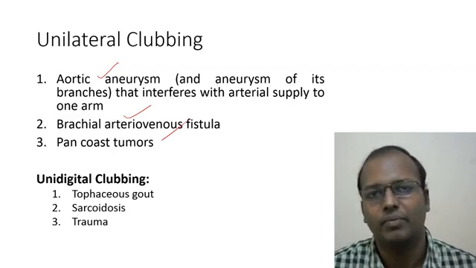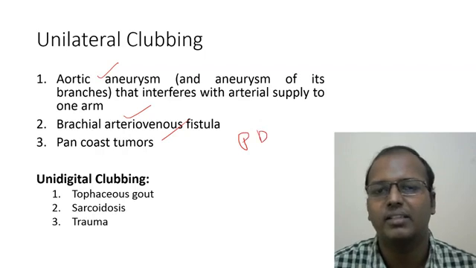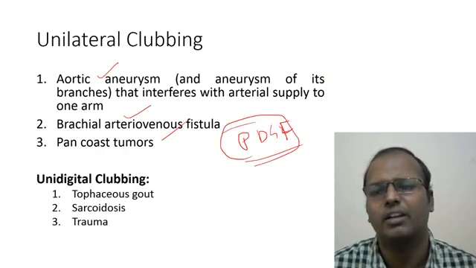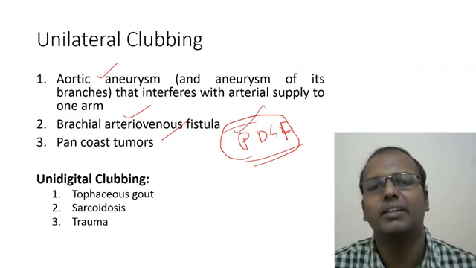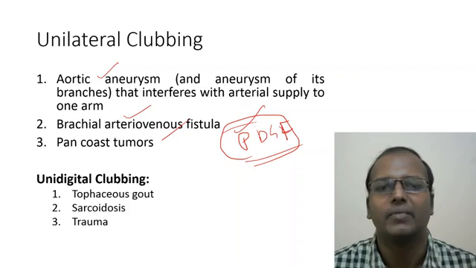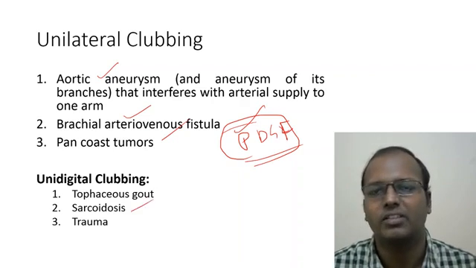The most important proven theory behind clubbing is platelet derived growth factor, PDGF. There are a lot of humoral theories, but this is the most accepted explanation for clubbing. And what are the causes of unidigital clubbing? It can be tophaceous gout, sarcoidosis, or trauma.